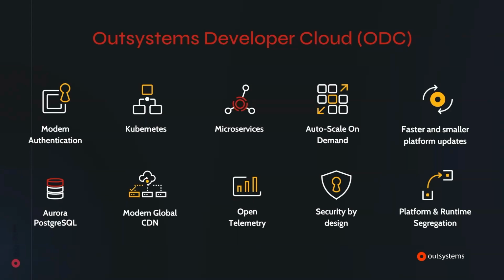Outsystems Developer Cloud, or ODC, is designed to take our customers from zero to AI ready by providing you with a powerful, secure, reliable, and highly performant cloud-native infrastructure hosted on AWS. ODC utilizes modern authentication and a microservices, loosely coupled, and event-driven architecture. Kubernetes provides auto-scaling on demand, and the platform services are segregated from your application's runtime environment. Security is built in from the ground up, and we offer open telemetry so you can use your favorite analytics tools to understand your application's performance, availability, and other important metrics.